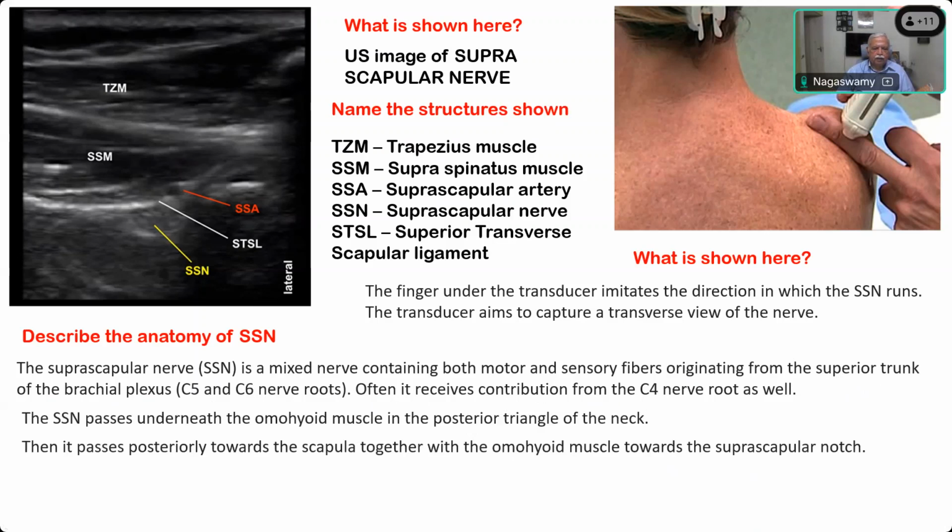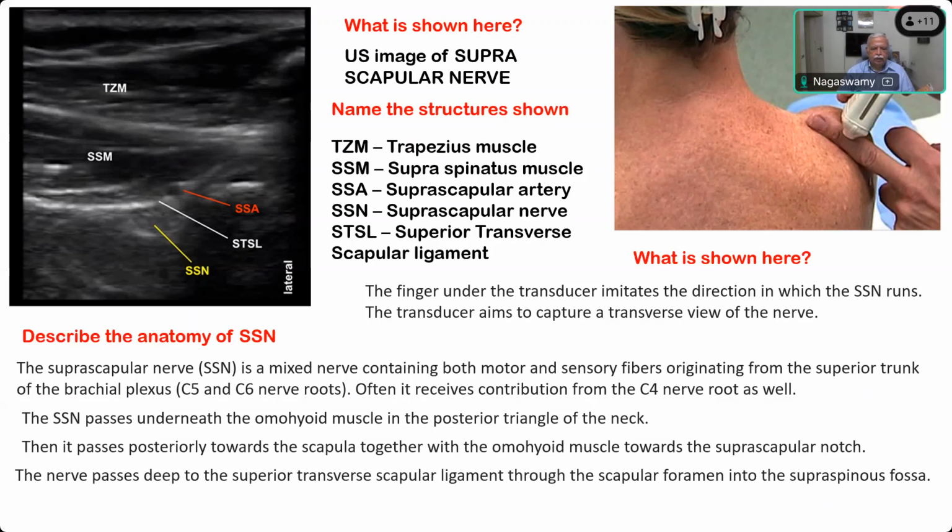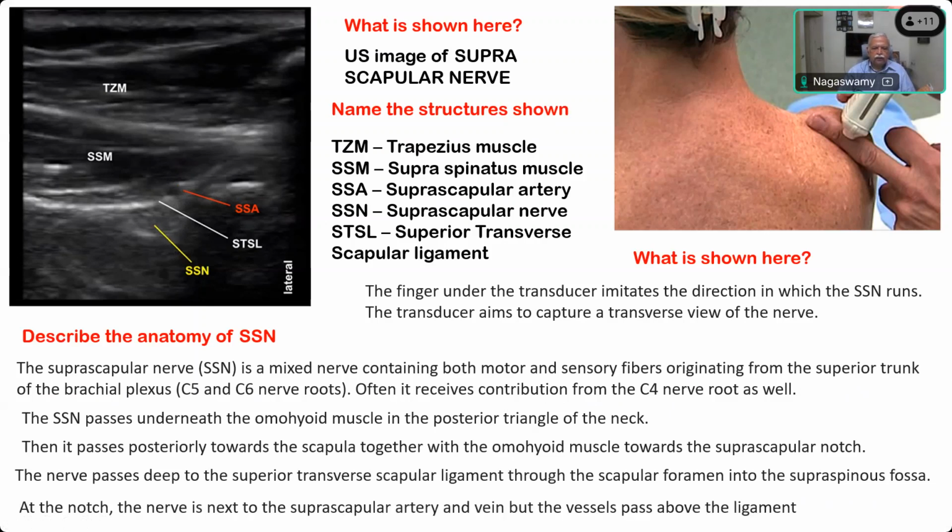Then it passes posteriorly towards the scapula together with the omohyoid muscle towards the suprascapular notch. The nerve passes deep to the superior transverse scapular ligament. That is why this has also been mentioned here. The nerve goes under the ligament, and the artery and vein go above the ligament. That is a very important anatomical landmark that you should know. At the notch, the nerve is next to the suprascapular artery and vein, but the vessels pass above the ligament and the nerve passes below the ligament.